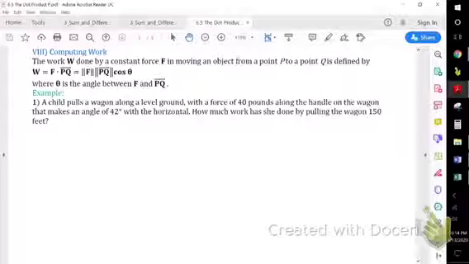6.5 Part 8 is computing work. So you may have talked about this already in physics. It's an application part of it.